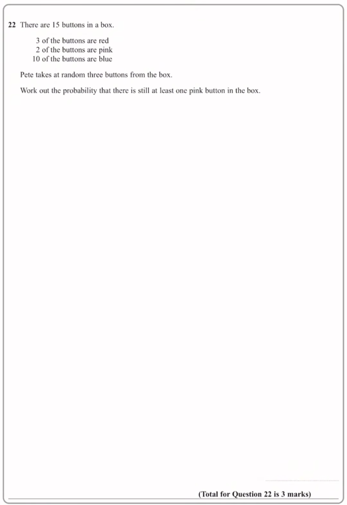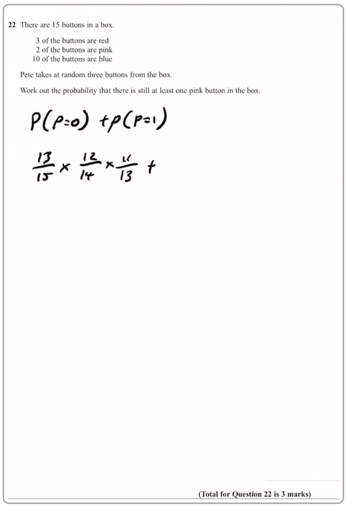Question number 22. There are two possible ways in which we could be left with at least one pink in the box at the end of the taking out of the buttons. One is that there are no pinks that are picked, and the other is that there is one pink that is picked. The probability that there are no pinks picked is 13/15 times 12/14 times 11/13.